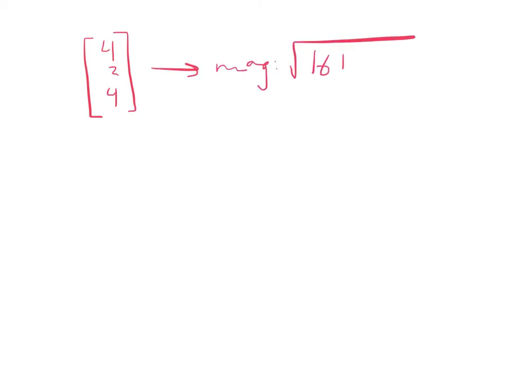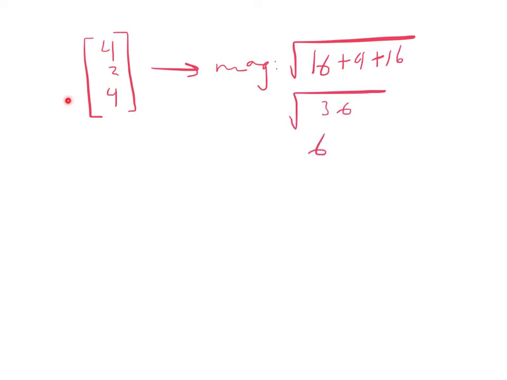Suppose that you have some vector, like let's say the vector 4, 2, 4. My first question would be how long is this vector? Well, we can find that out. The magnitude of this vector is the square root of 16 plus 4 plus 16. This doesn't necessarily need to be in your notes, just bear with me for a minute. So the magnitude of this thing would be the square root of 36, which is 6.